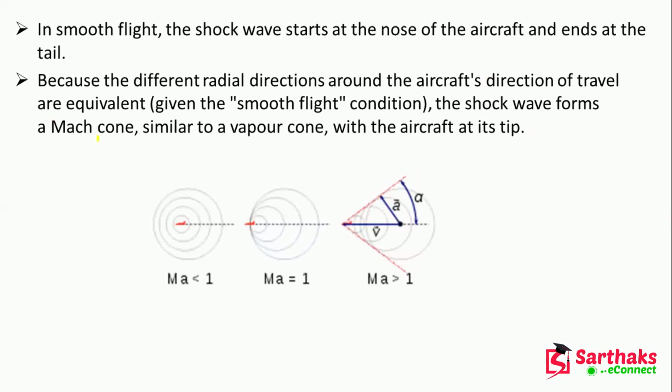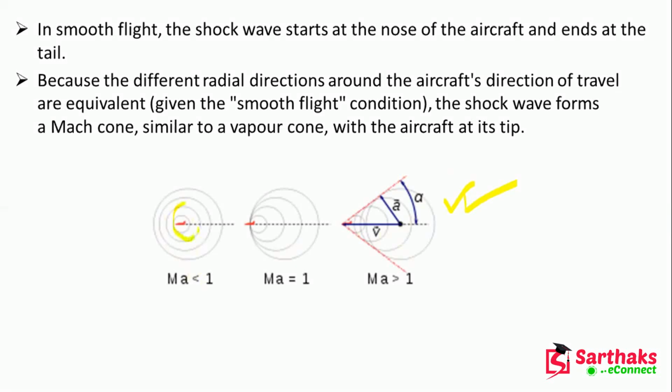So in smooth flight, the shock wave starts at the nose of the aircraft and ends at the tail. Here you can see that different radial directions around the aircraft's direction of travel are equivalent. The shock wave forms a Mach cone, shown here with the aircraft at its tip. Here is the alpha angle, and this one is Mach greater than 1. This is Mach equal to 1, and this is the waveform for Mach less than 1.